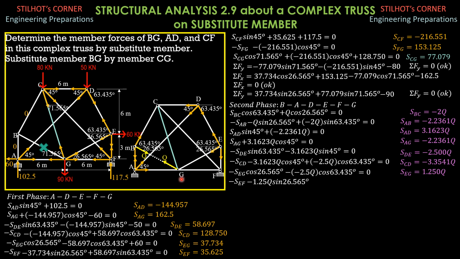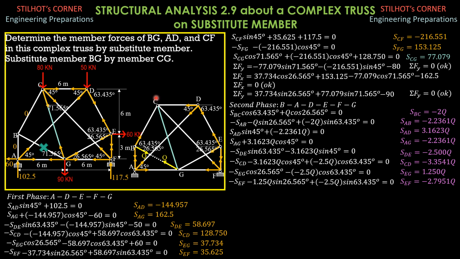Summation of forces x equals 0. Negative SFG plus SCF, so plus negative of 3.9529Q cosine 45 degrees equals 0. So SFG in terms of Q is negative 2.7951 of Q.